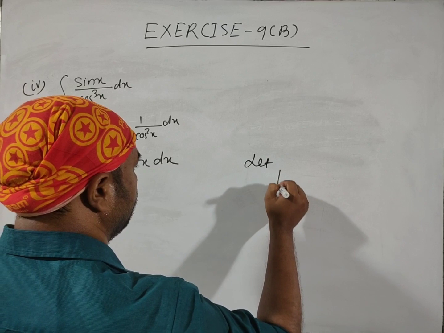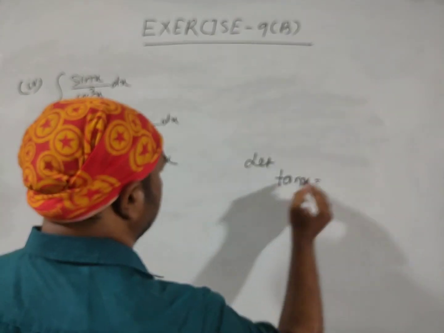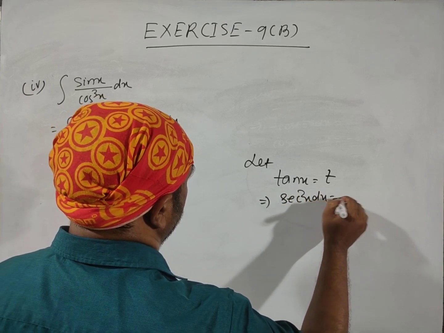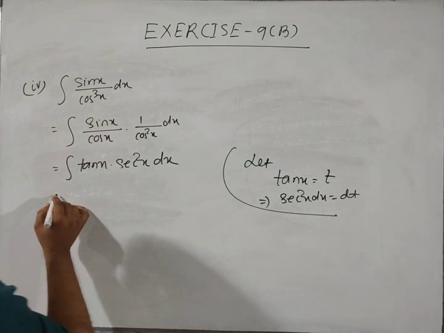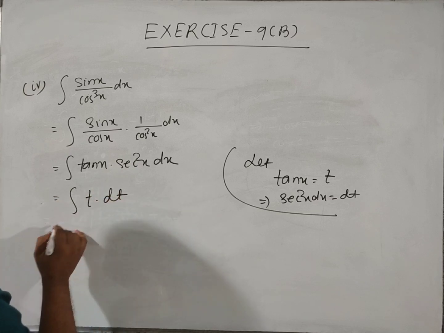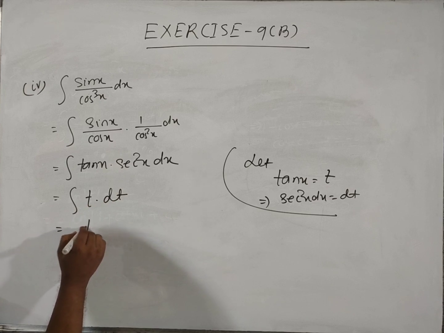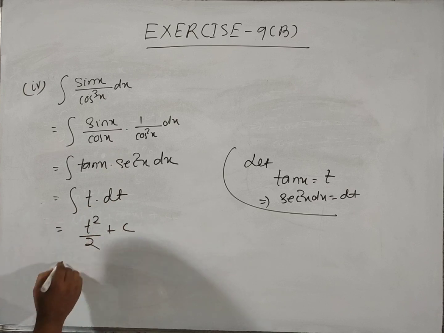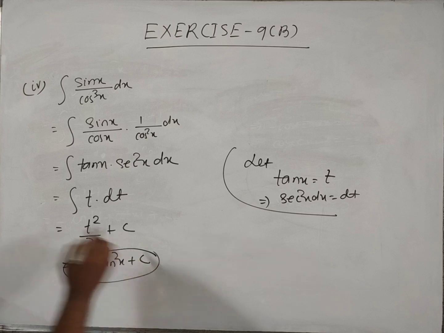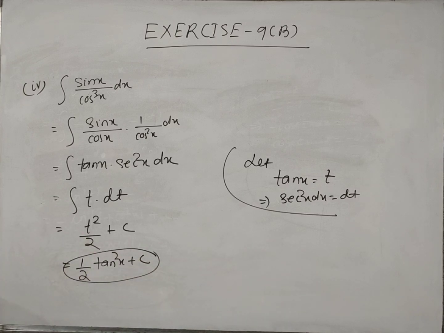Let tan x is equal to t, then sec square x dx, it is dt. So it is t dt. Integral of t with respect to t, it is t square divided by 2 plus c. That implies 1 by 2 tan square x plus c. And this is the answer for the fourth bit of number 2. Then let us go through the fifth bit.